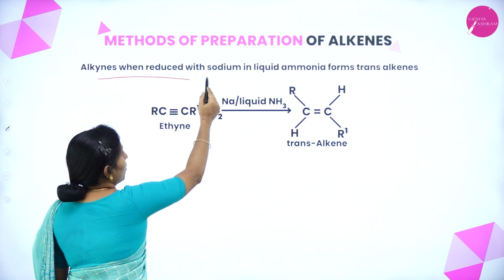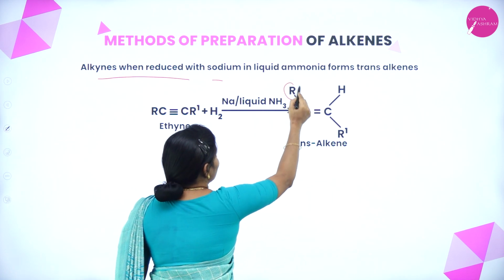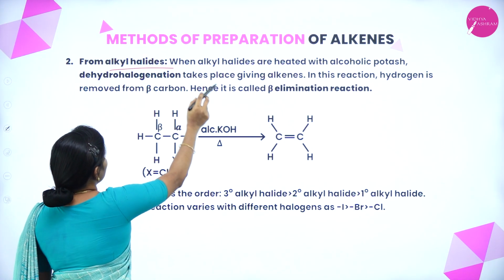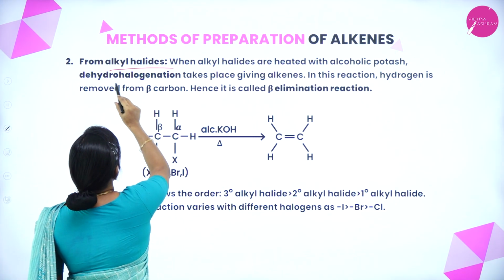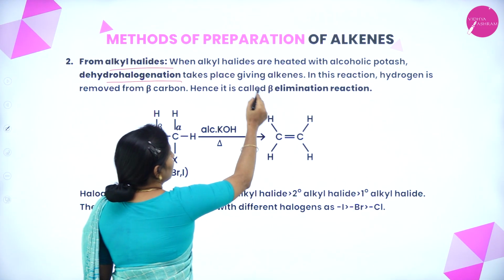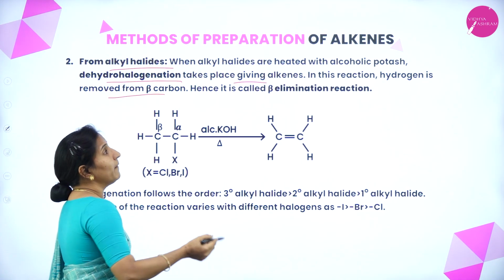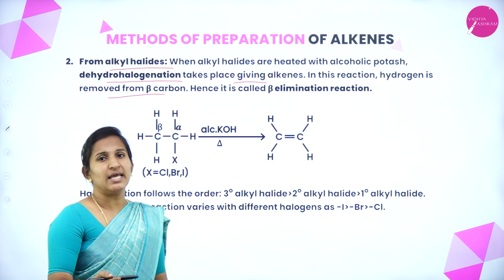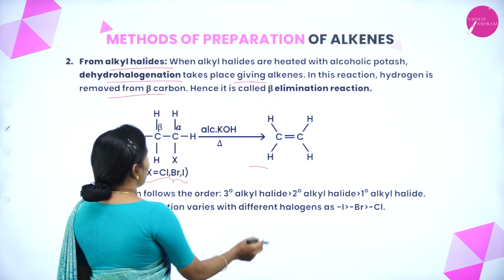Alkynes when reduced with sodium in liquid ammonia give trans alkenes. In trans alkenes, two similar groups are on opposite sides. From alkyl halides: when an alkyl halide is heated with alcoholic potash, dehydrohalogenation takes place, giving alkenes. In this reaction, the halogen is removed along with a hydrogen from the beta carbon. Hence this reaction is called a beta elimination reaction.